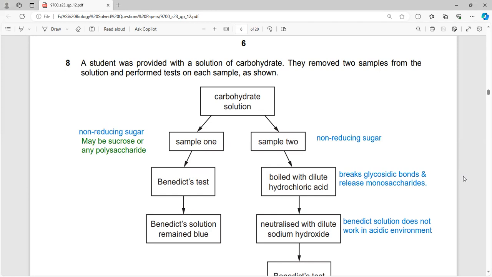It may be sucrose, or it may be any polysaccharide, which are non-reducing. So it's not a specific test for sucrose. We cannot say it is confirmed sucrose. We can say maybe sucrose or maybe polysaccharide.